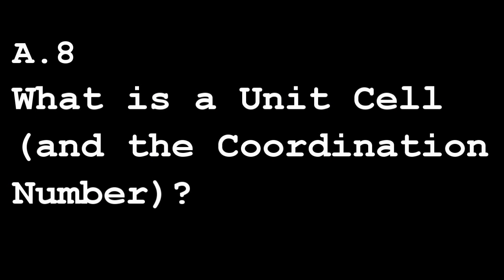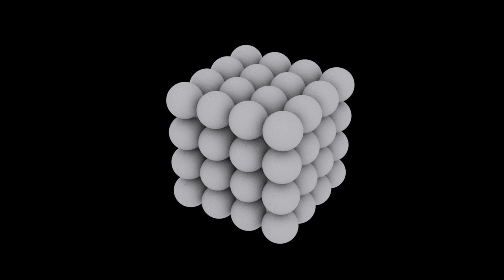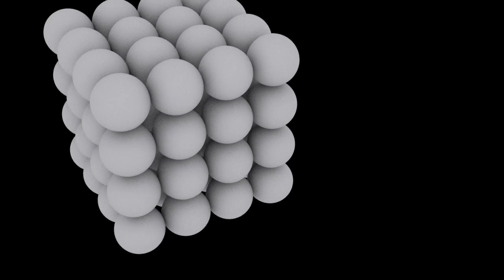What is a unit cell? Well, here's a lattice and it has a simple cubic structure. Other structures are available. For example, the element polonium has this structure.